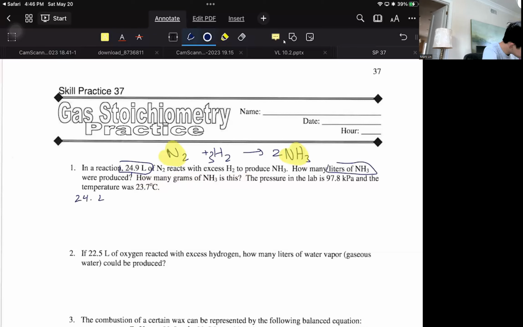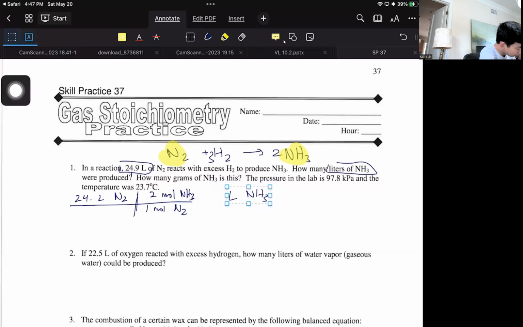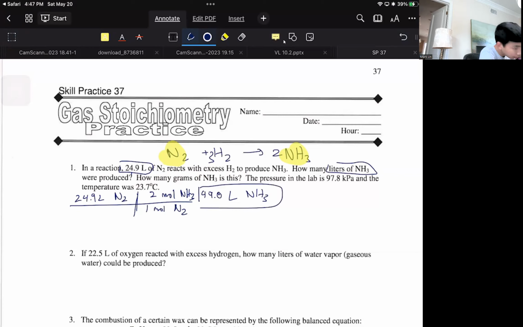24.9 liters of N2. And then we want liters of NH3, right? And so using the mole ratio, there are 1 mole of N2 to 2 moles of NH3, right? Because this is all proportional. So 24.9 times 2 is going to be 49.8 liters of NH3. All right.